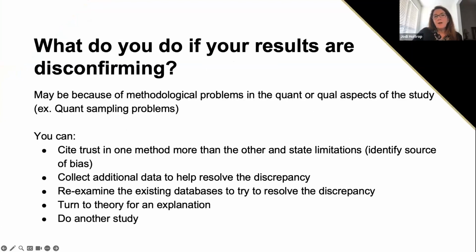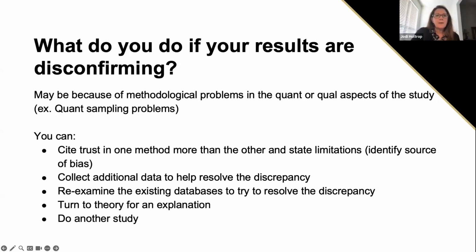So a question that often follows is, okay, I do that and they don't say the same thing. What do I do then? It might be methodological problems, or it could be your sample selection. But you have choices. You can say, I feel more confident in using the survey results, so I'm going to go with that as my source of truth. And then I'm going to state it as a limitation when those things don't add up to each other. You can also collect additional data to help resolve the discrepancy.